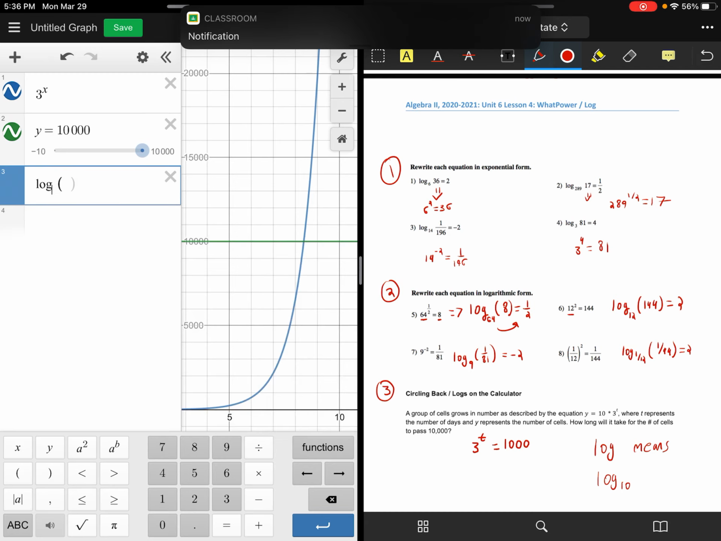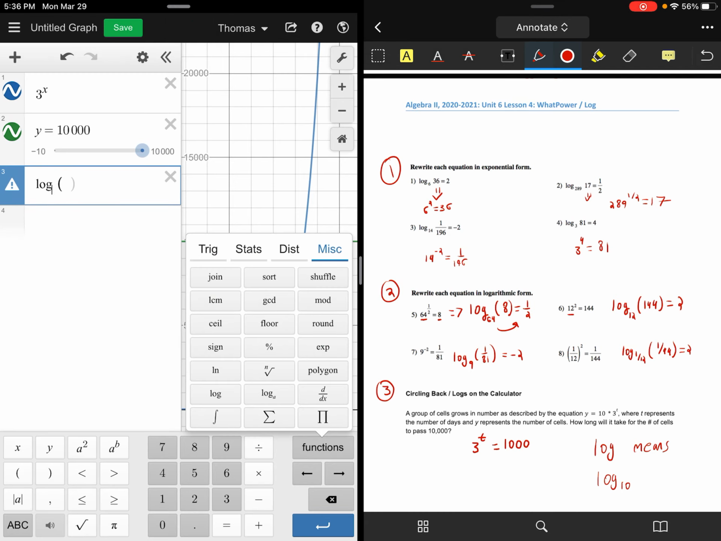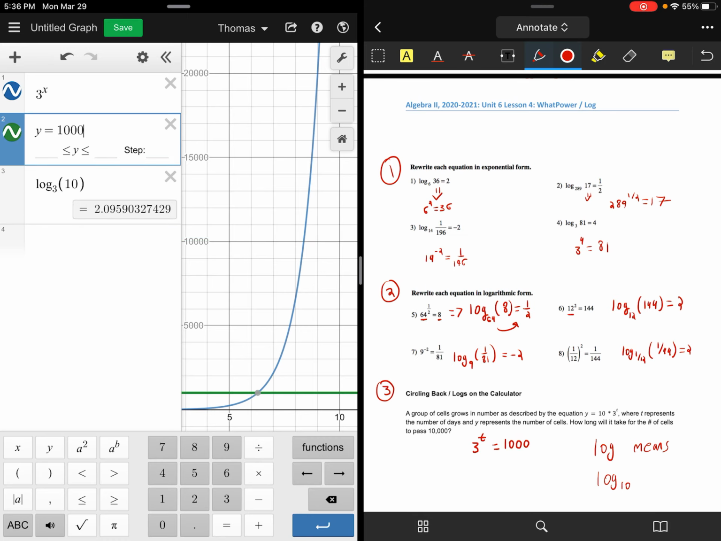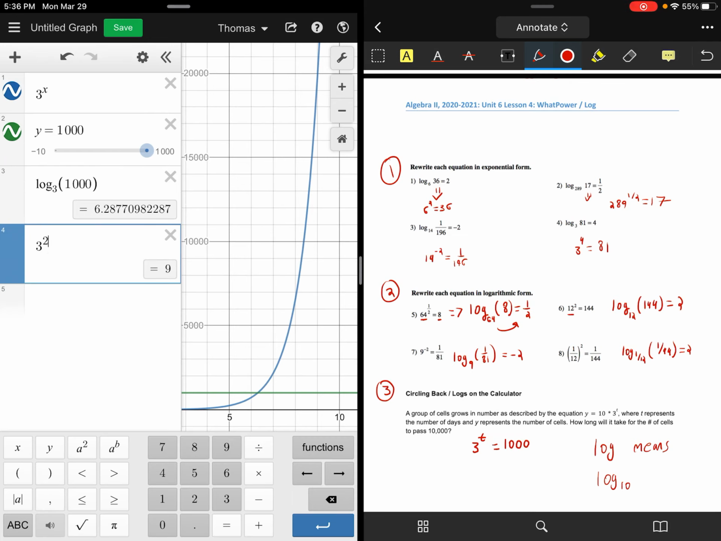We wanted to know, so notice what I hit there, log base a. So it lets you put this little number in here, the log base 3 of 10,000, or sorry, this should be just 1,000, not 10,000. The log base 3 of 1,000 is 6.2877.